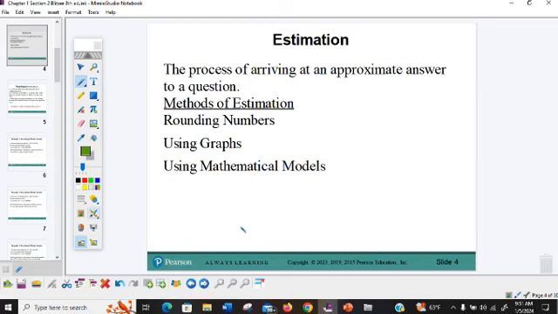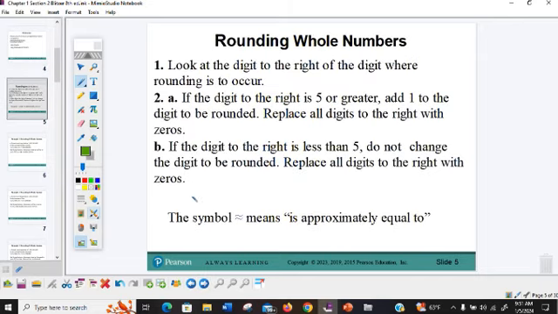Okay, in this section, we're going to learn about estimation: the process of arriving at an appropriate or approximate answer to a question. So we really want to just approximate. There are three methods that we're going to cover in this section. We're going to round numbers, we're going to use graphs to estimate, and we're going to use mathematical models. So let's start by rounding numbers.